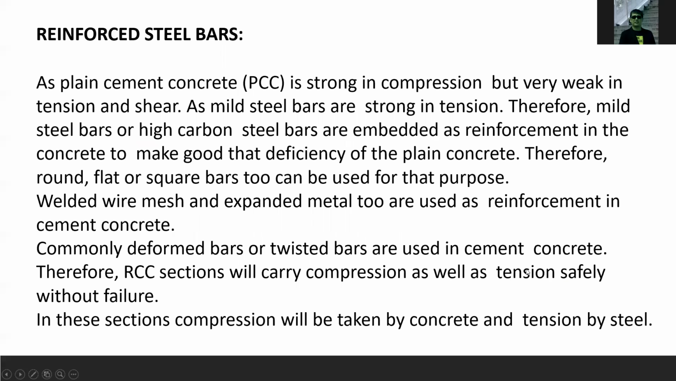Concrete is strong in compression, but very weak in tension and shear. As mild steel bars are strong in tension, mild steel bars or high carbon steel bars are embedded as reinforcement in concrete to make good the deficiency of the plain concrete. Round, flat, or square bars can be used for that purpose. Welded wire mesh and expanded metal are also used as reinforcement in cement concrete. Commonly, deformed bars or twisted bars are used in cement concrete.